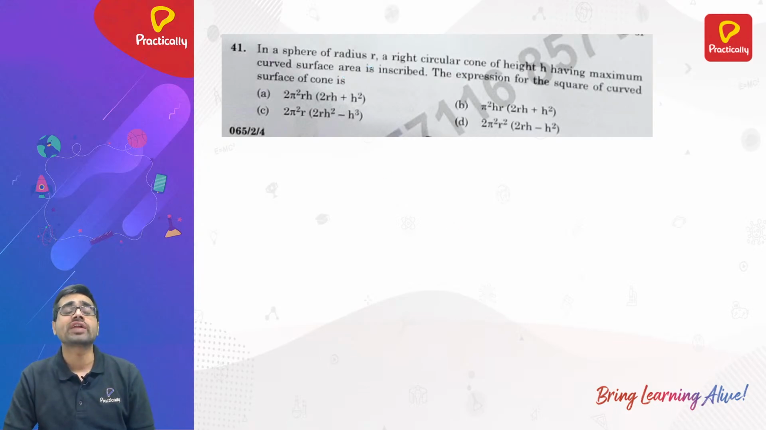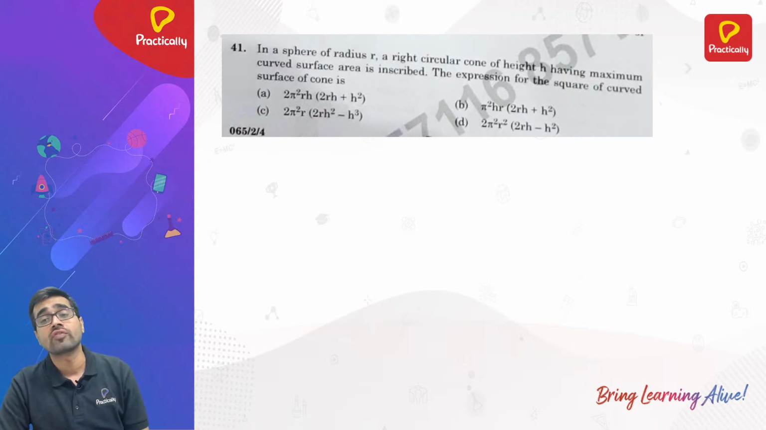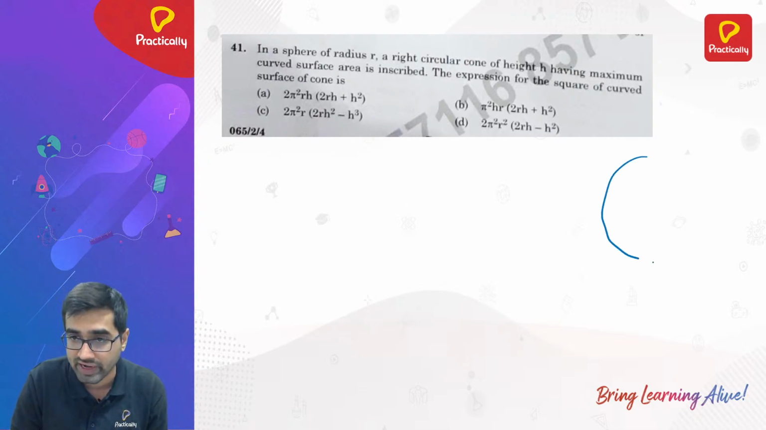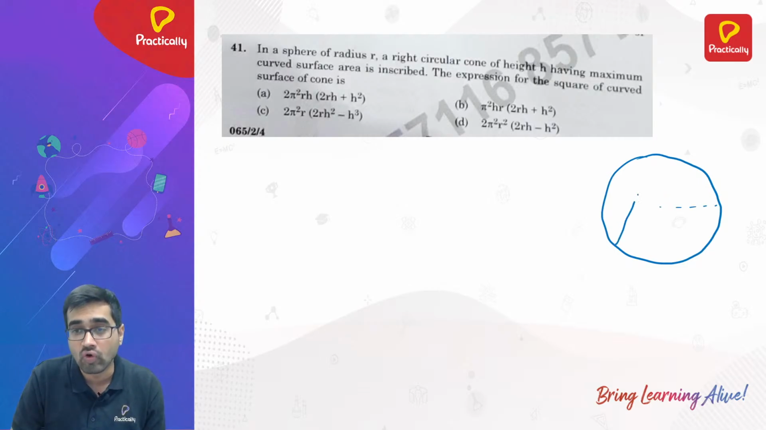In a sphere of radius r, a right circular cone of height h is inscribed.